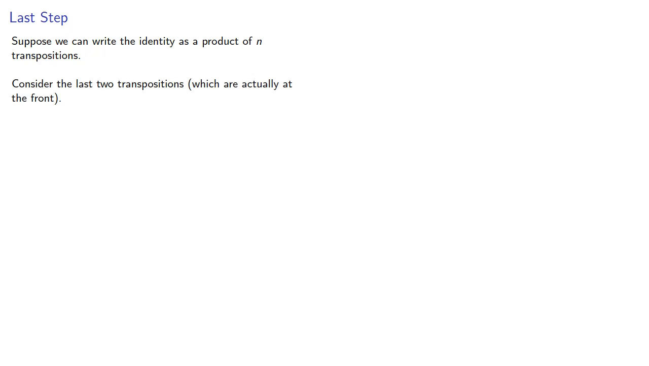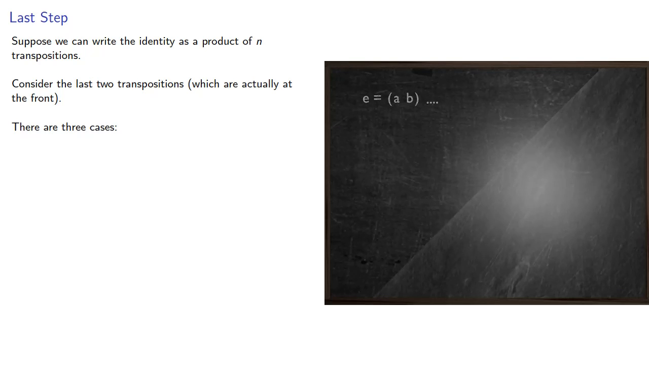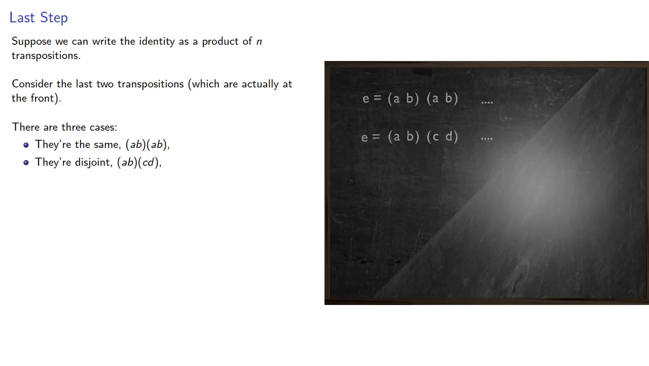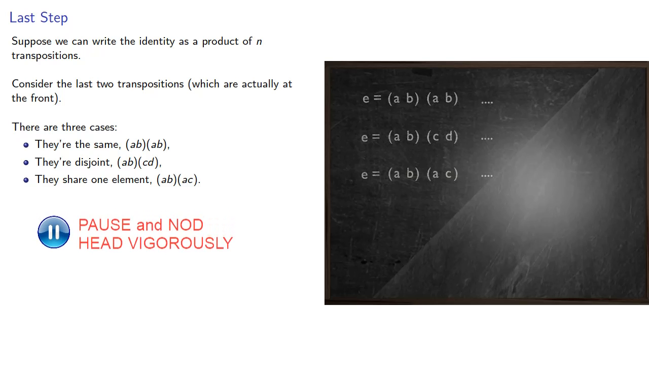Let's consider the last two transpositions, which are actually at the front. Remember, we apply the transpositions from right to left. And so there are three cases. First, those last two transpositions might be the same, AB, AB. Second, they might be disjoint, AB, CD. And third, they might share one element, AB, AC. Let's consider those three cases separately.